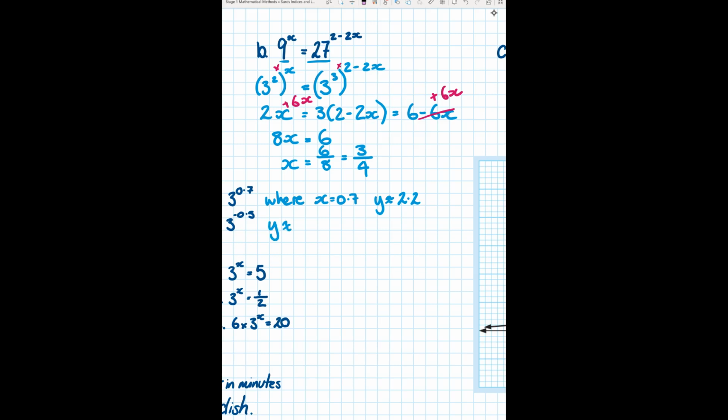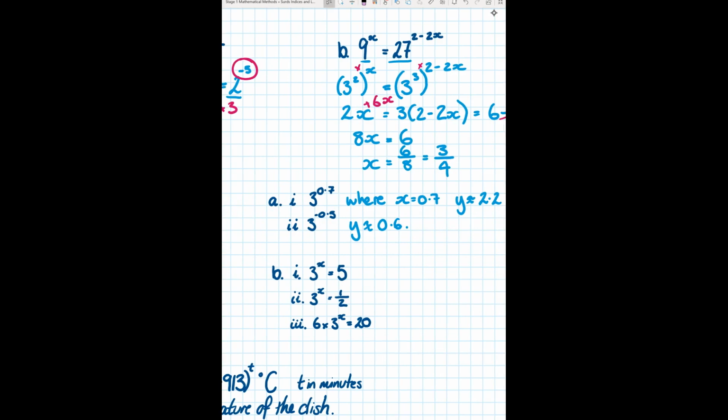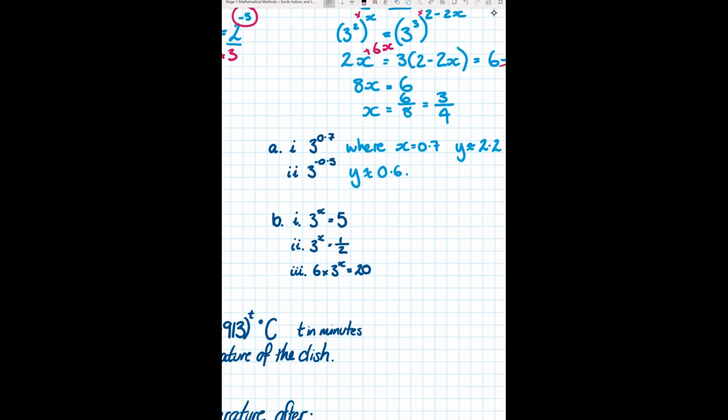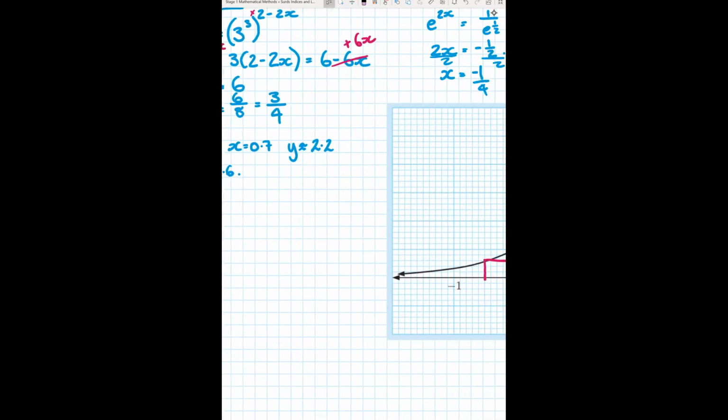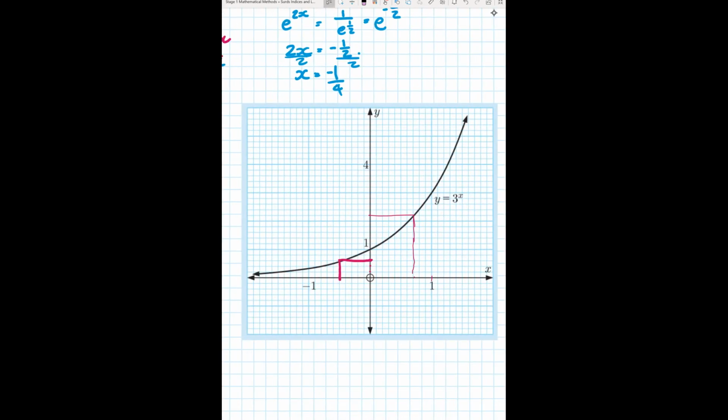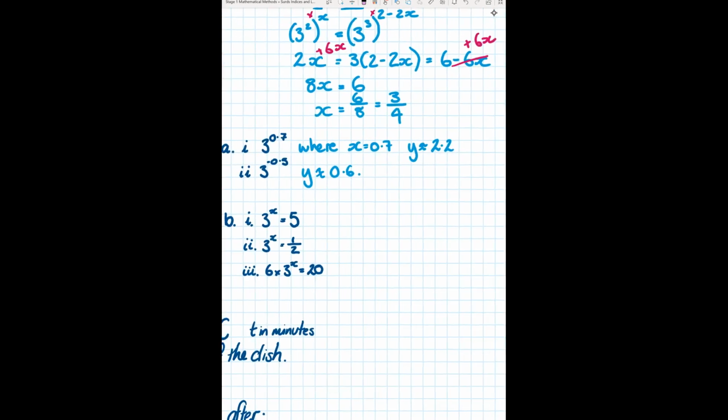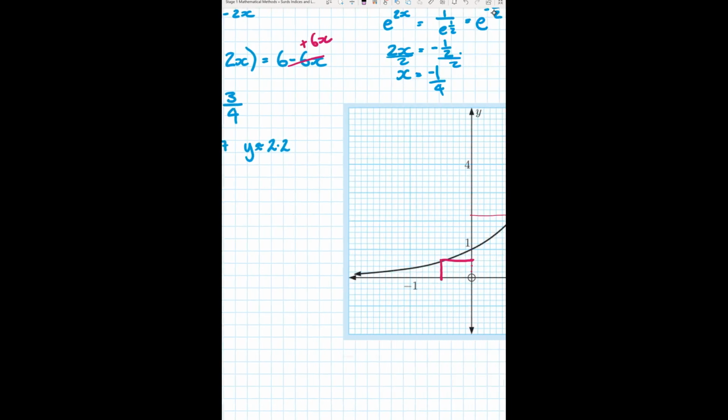Y is around about 0.6. And we can find the value of x where we're given 3 to the power of x equals 5 in the same way. So we just read off this time, instead of reading off the x-axis, we're going to read off the y-axis. So I might use purple pen. Okay, so 3 to the power of x equals 5.